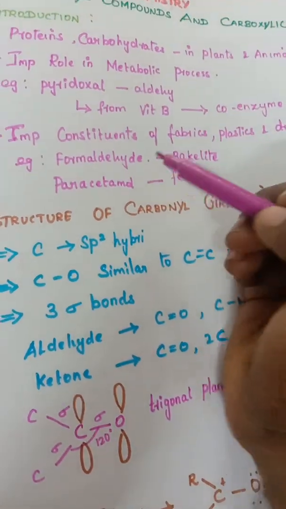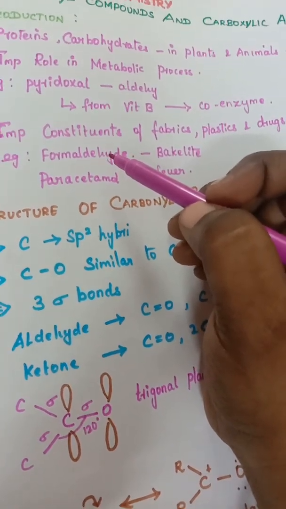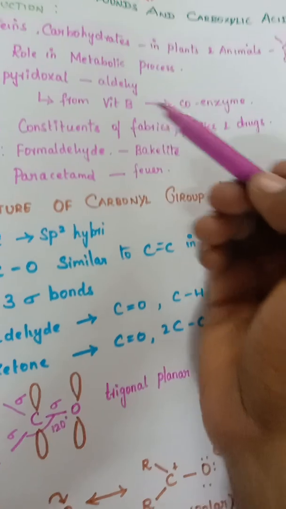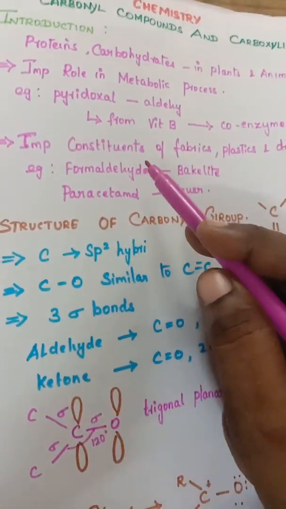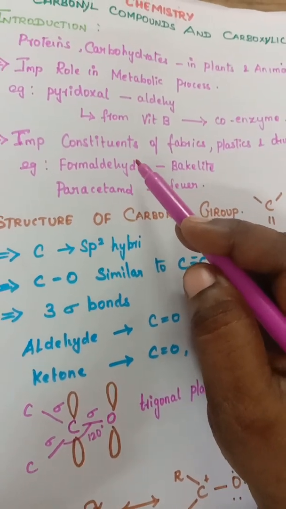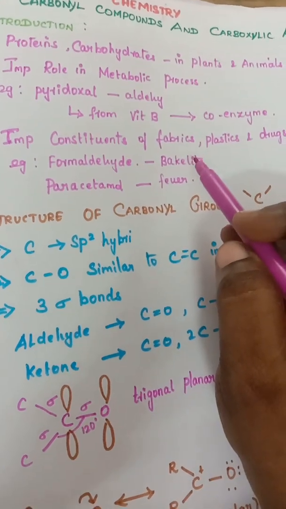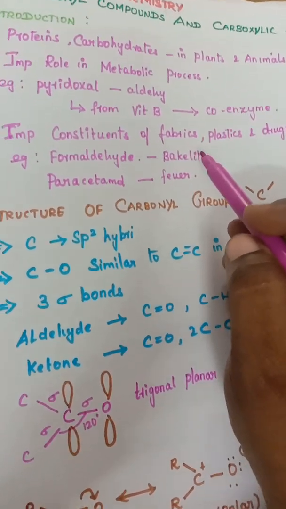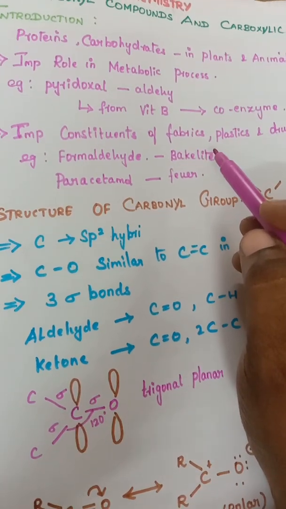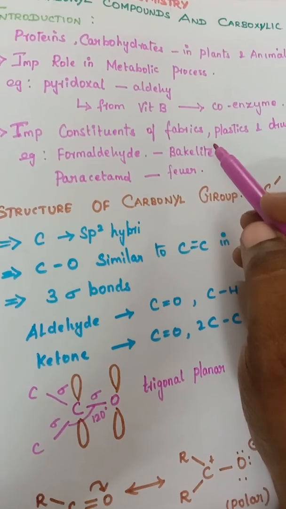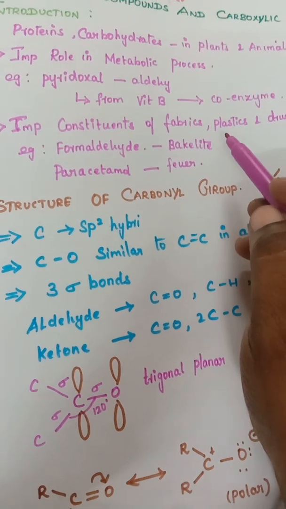The second point is, it is an important component. The carbonyl group is an important functional group used in the preparation of fabrics, plastics and drugs. For example, formaldehyde, a commonly known aldehyde. Formaldehyde is used in the preparation of bakelite. Where do we use bakelite? We use bakelite in the preparation of switchboards. All the switches we see on the board in our home are made up of this material only, that is bakelite.